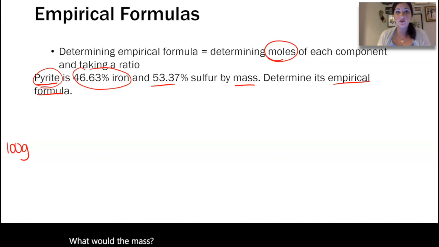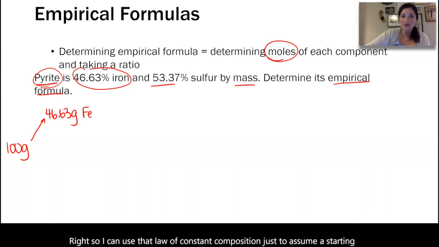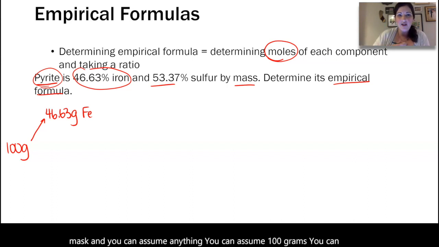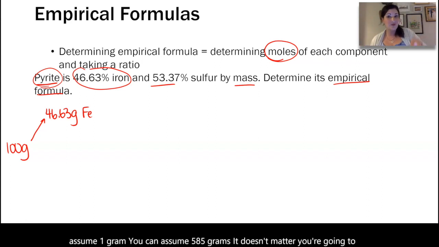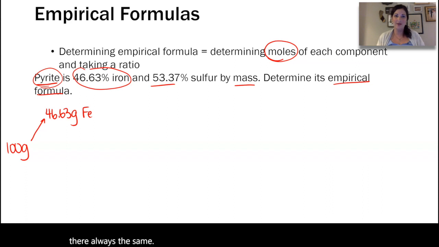Well, 46.63% of 100 grams is 46.63 grams of iron, right? So I can use that law of constant composition just to assume a starting mass. And you can assume anything. You can assume 100 grams. You can assume 1 gram. You can assume 585 grams. It doesn't matter. You're going to come up with the same answer because those mass percentages are constant. They're always the same. Okay, but 100 is just nice and round and easy. I don't have to think about it too much.